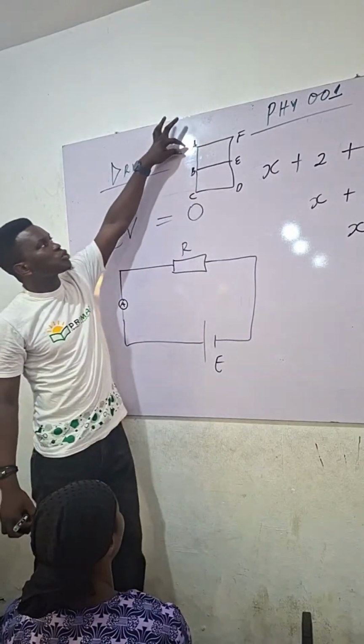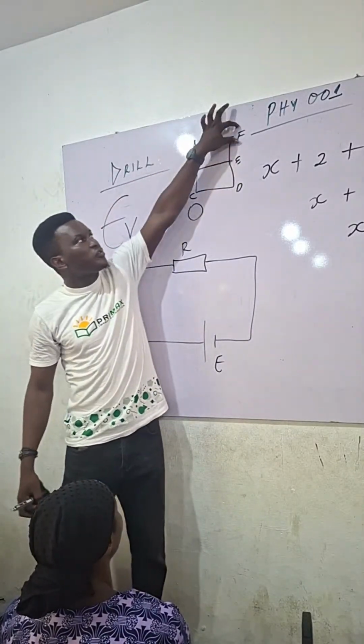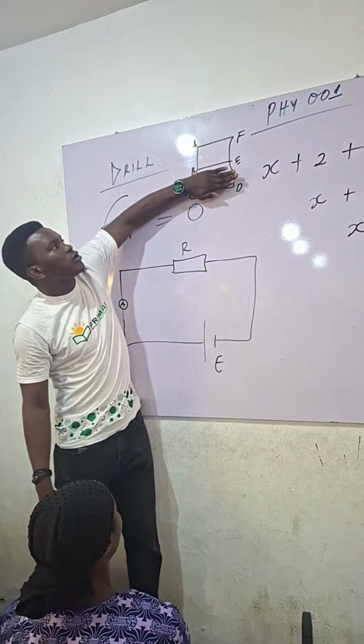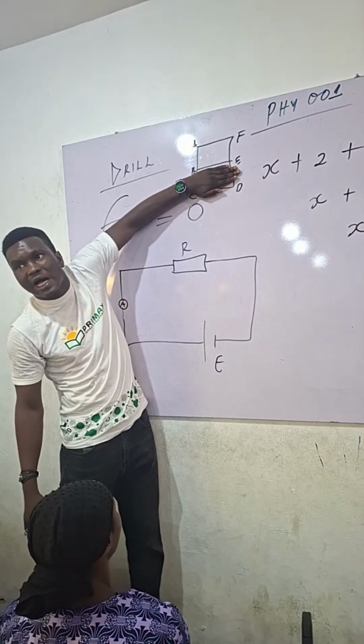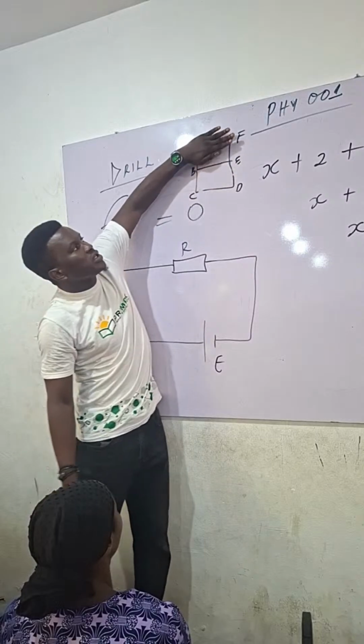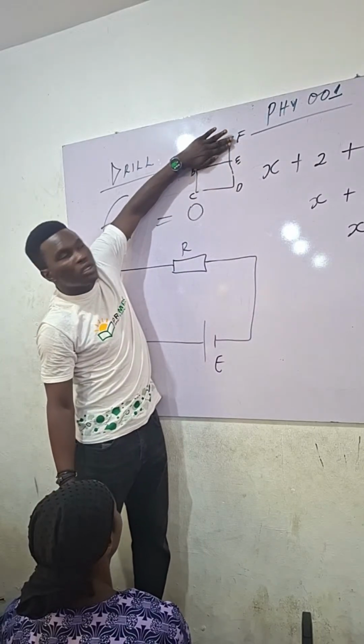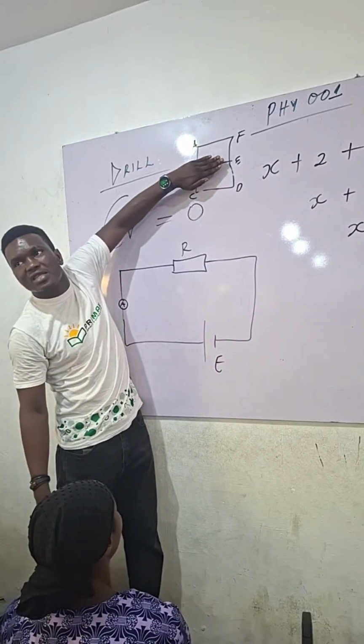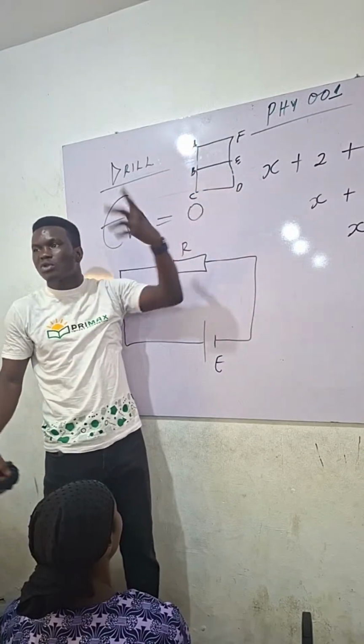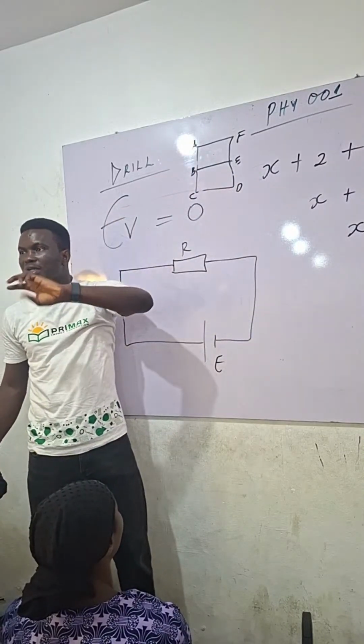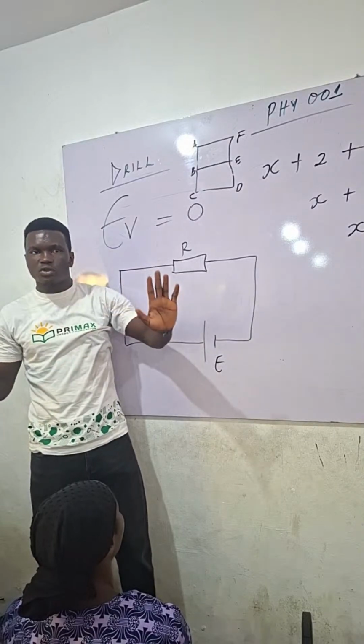So for this one, A, B, E, F, this is a loop. If I close this now, you'll be seeing one loop. If I close this, you are seeing another loop. If I close this at the center, you're also seeing another loop. That's what we are saying. Do you get that? So there are 3 loops, but don't get too bothered.